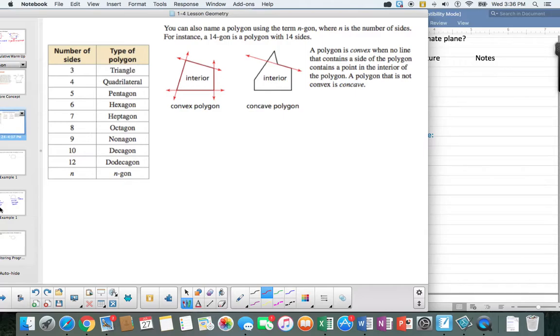Depending on the number of sides, we have a name for the polygon. If it's 3 sides, we call it a triangle. 4 sides, we call it a quadrilateral. If these vocabulary words are new to you, you should probably write them down in your notes. A convex polygon is a polygon where if you put a line on the side, that line will not enter into the interior. A concave polygon is one where if you draw a line along a side and it enters the interior, it's called concave.